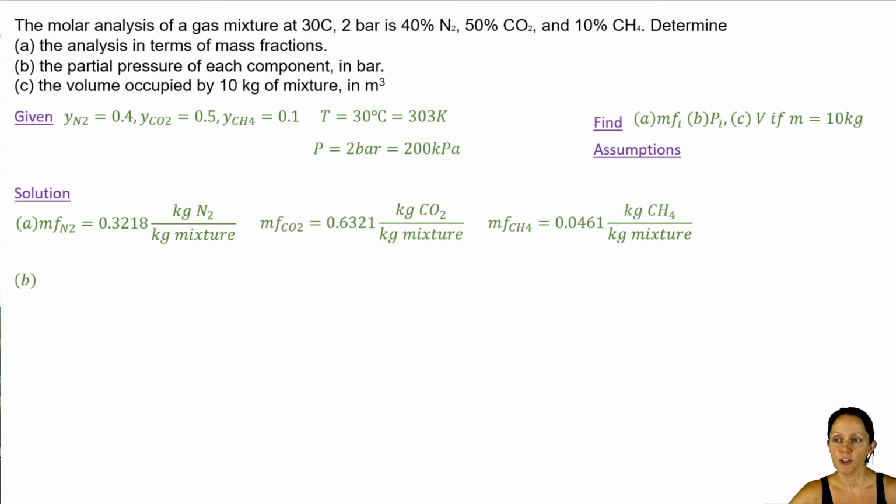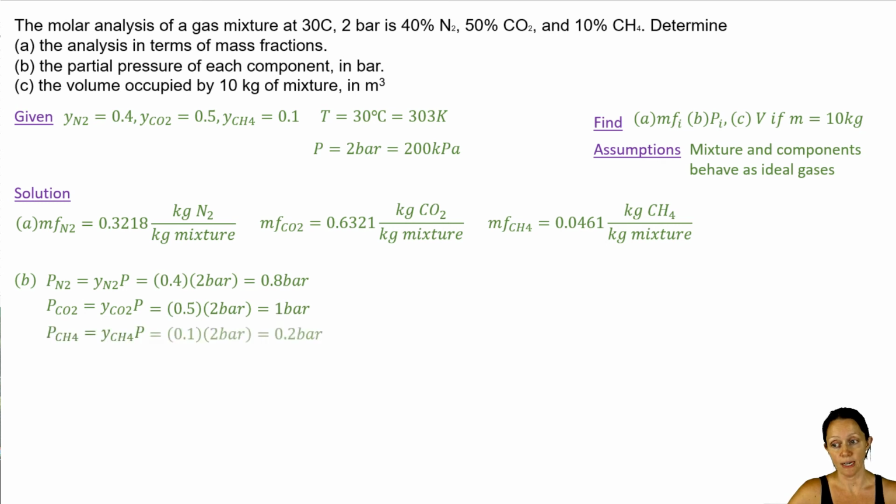All right, so part B, I need to know the partial pressure. When you watched the video for 3.2, we talked about Dalton's model, and then we also talked about how we can use the ideal gas law to get a relationship between the mole fraction, the partial pressure, and the overall mixture pressure. So that's what I'm going to do here. I've got all those numbers. My pressure is 2 bar, my mole fraction, I'm given that information. So I just plug in the numbers and I get my partial pressure for all 3 components. Super easy.